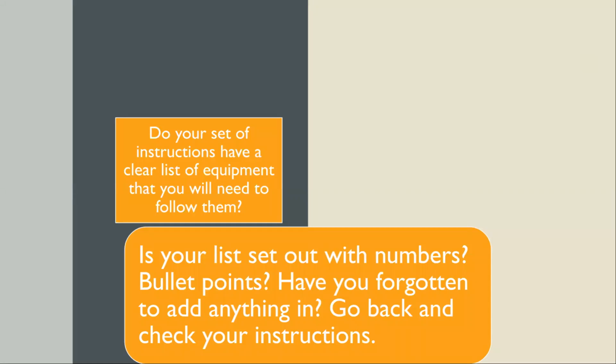Okay, now we're going to look at the list of equipment, because when we've got a set of instructions, we need to let the person who's reading them or following them know what exactly they're going to need to complete these instructions successfully. So your set of instructions should have a clear list of equipment that you will need to be able to follow them. Maybe when you were rehearsing, you might have noticed that you've forgotten to add something in, or you might want to take something out. Is your list set out with numbers or bullet points? Have you forgotten to add anything in? Go back and check on your equipment list.